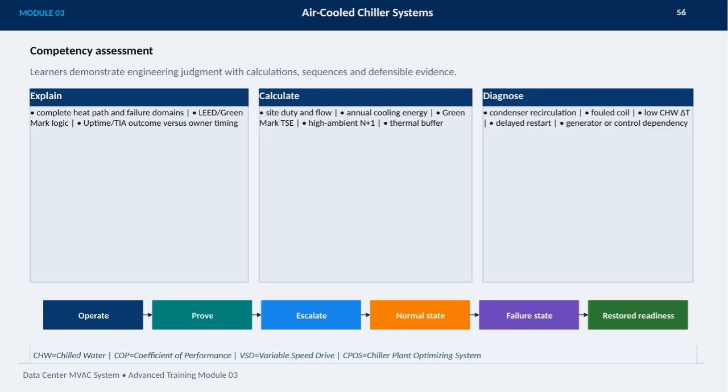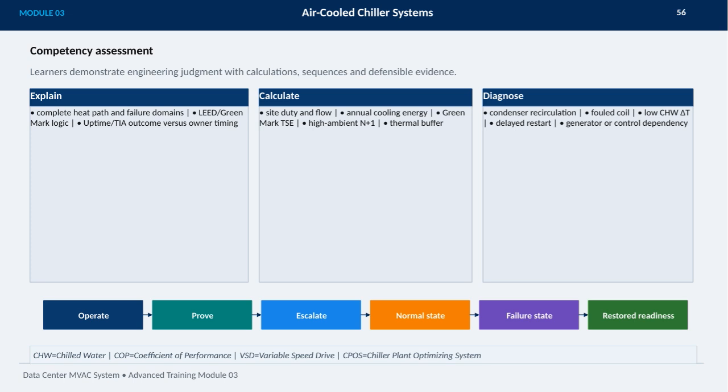This slide outlines the competency assessment for Module 03 on air-cooled chiller systems. Here, learners are expected to demonstrate engineering judgment through calculations, sequences, and providing defensible evidence. They need to explain several key concepts, including the complete heat path and failure domains, the logic behind LEED and Green Mark certifications, and how uptime and TIA outcomes relate to owner timing.